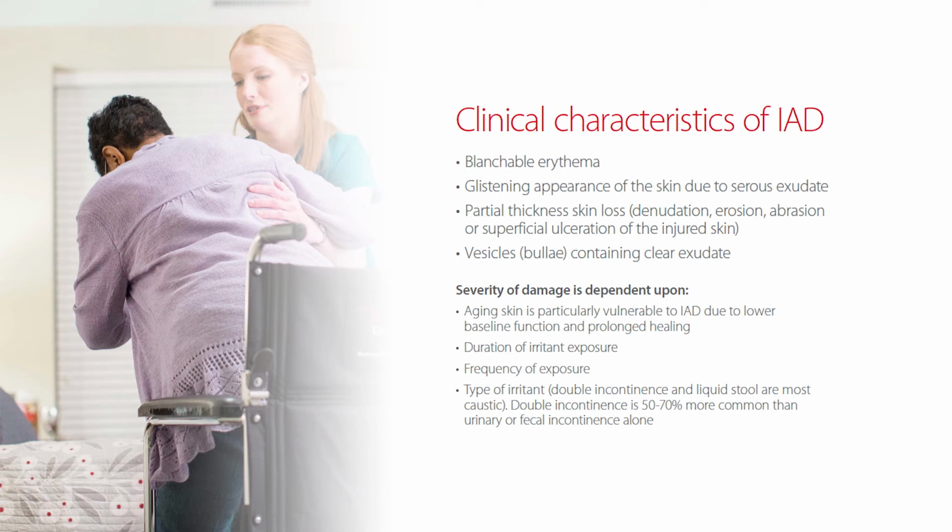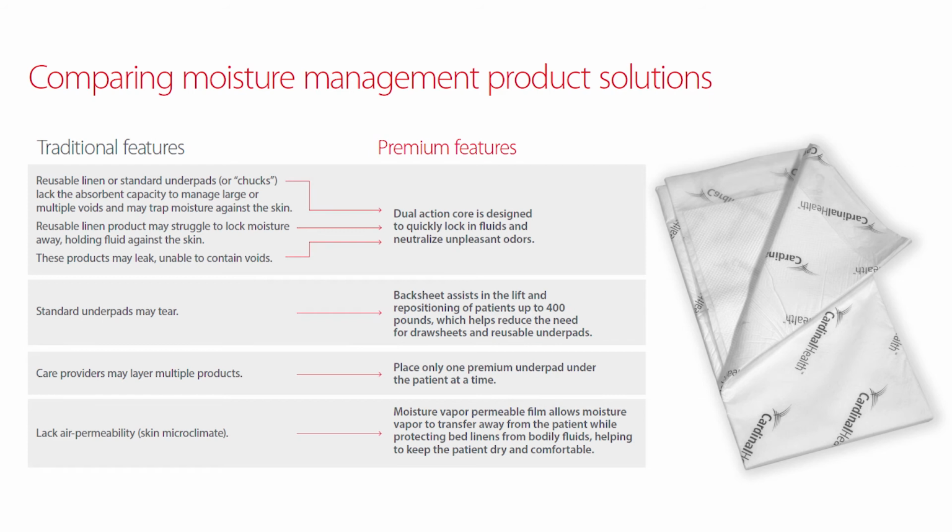Clinical characteristics of IAD can be blanchable erythema, glistening of the skin, partial thickness skin loss, and vesicles containing clear exudate. The severity of skin damage can be related to age because of lower baseline function and prolonged healing capabilities. The duration and frequency of irritant exposure and the type of irritant can also impact the severity of skin damage. Incontinence involving a combination of both urine and feces can be 50 to 70% more irritating to the skin than urine or fecal incontinence alone.